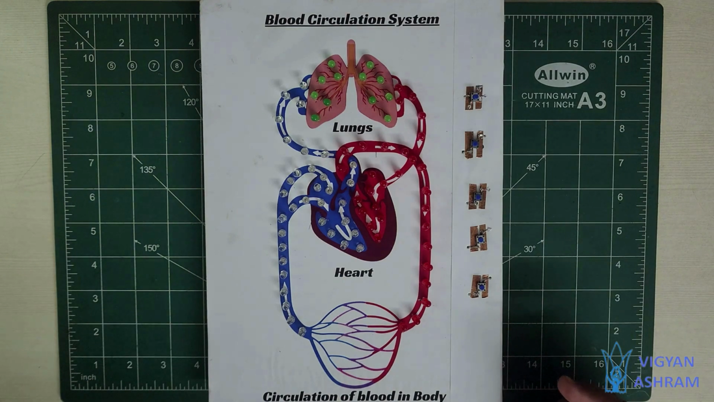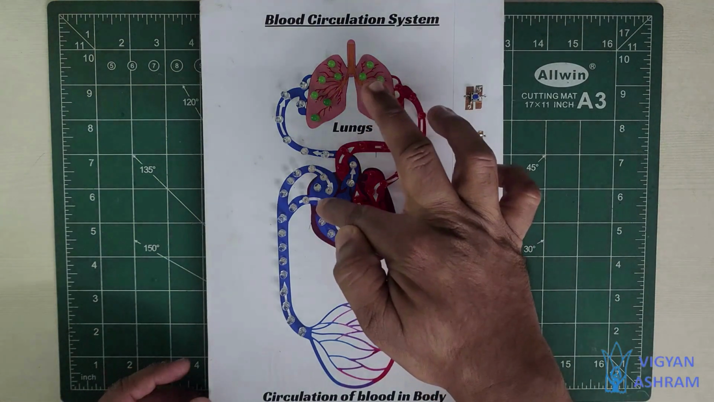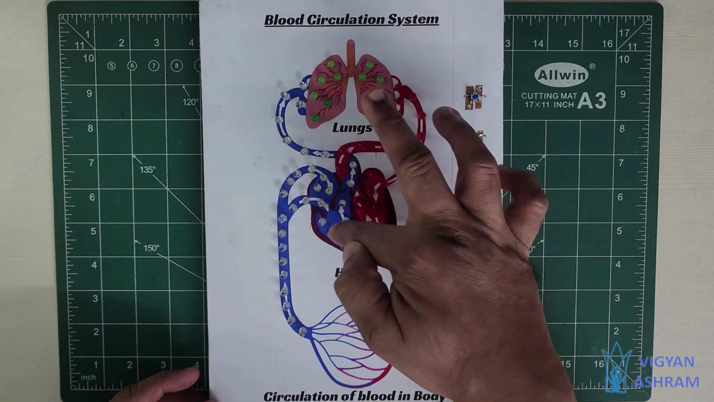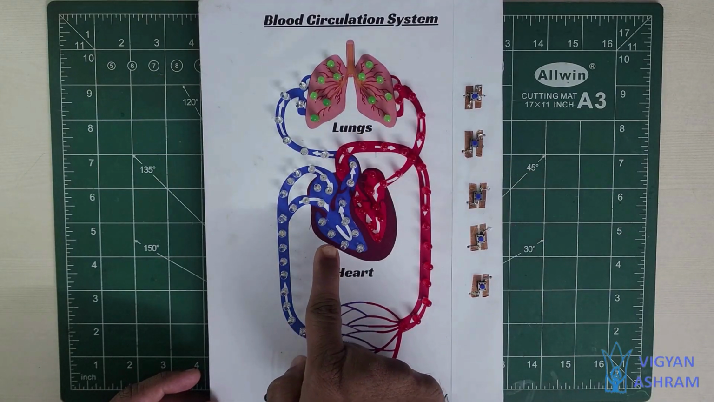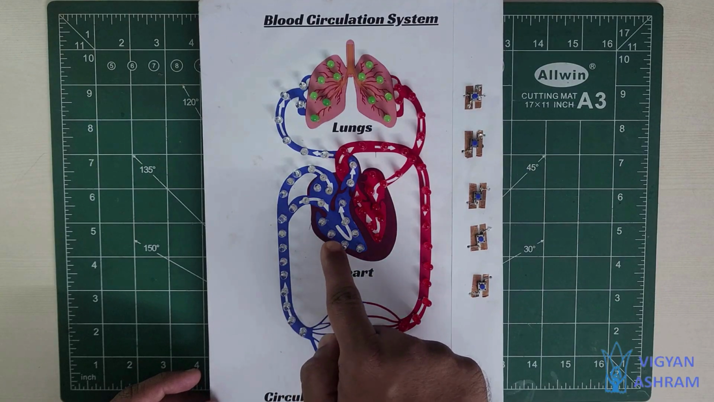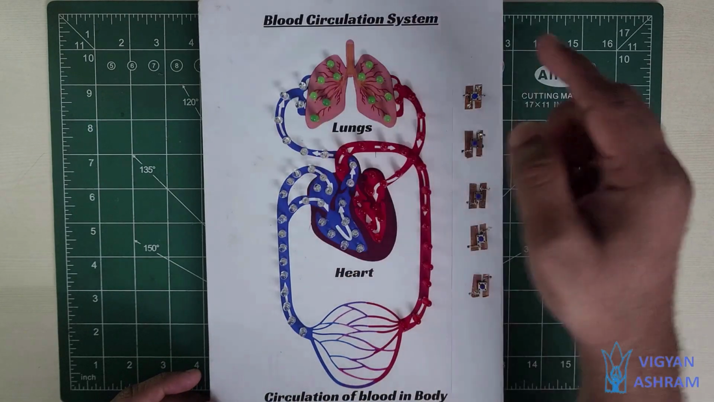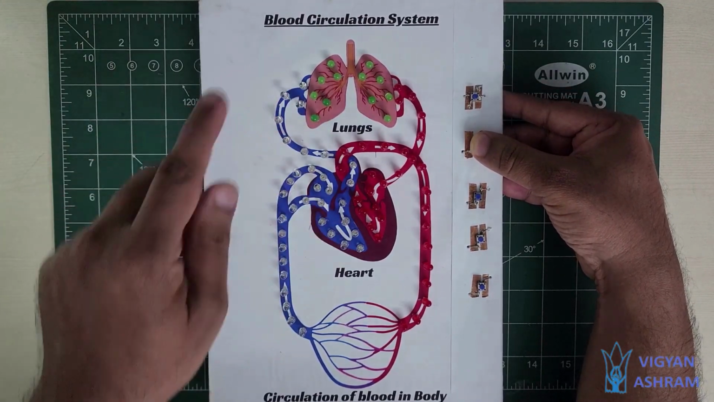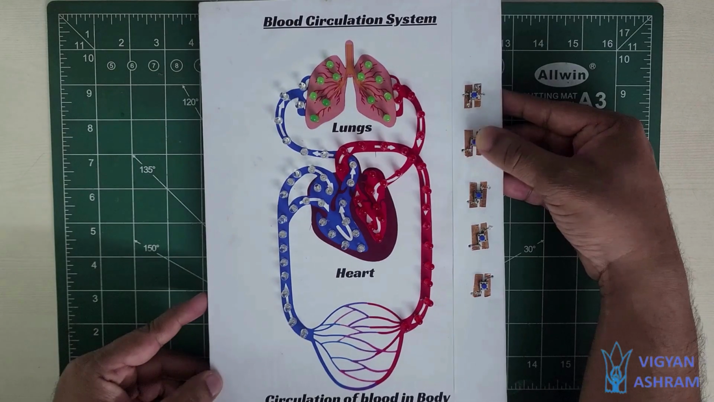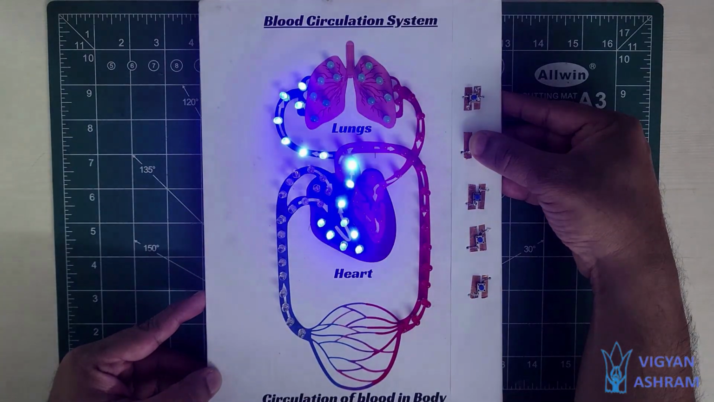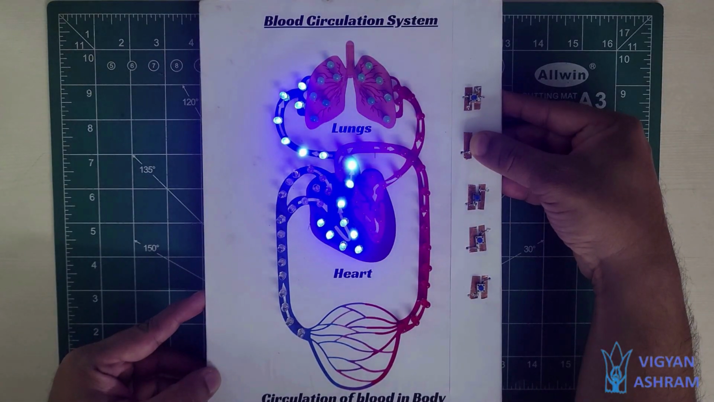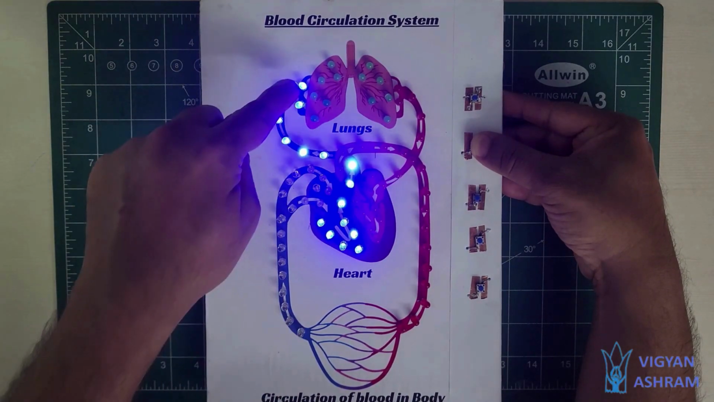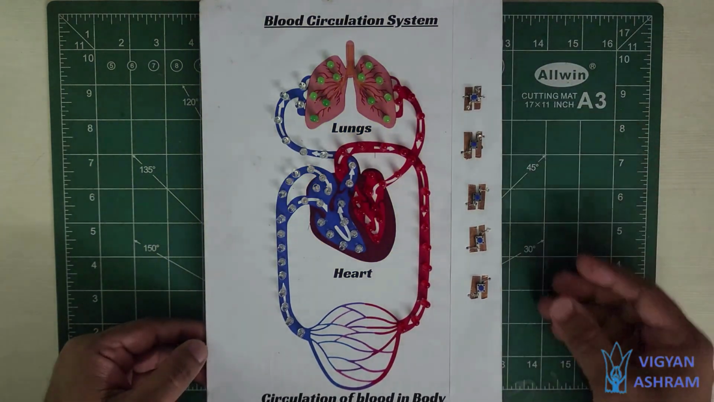In stage number 2 or path number 2, this deoxygenated blood now flows to the right ventricle of the heart. So this is the right ventricle of the heart. From the right ventricle, it pumps out of the heart and goes to the lungs for further purification. If I press this button, there are again blue LEDs in this blue path. If I press this second push button, these LEDs will light up. That shows the path of the blood flow from the right ventricle of the heart to the lungs. So that is stage number 2.